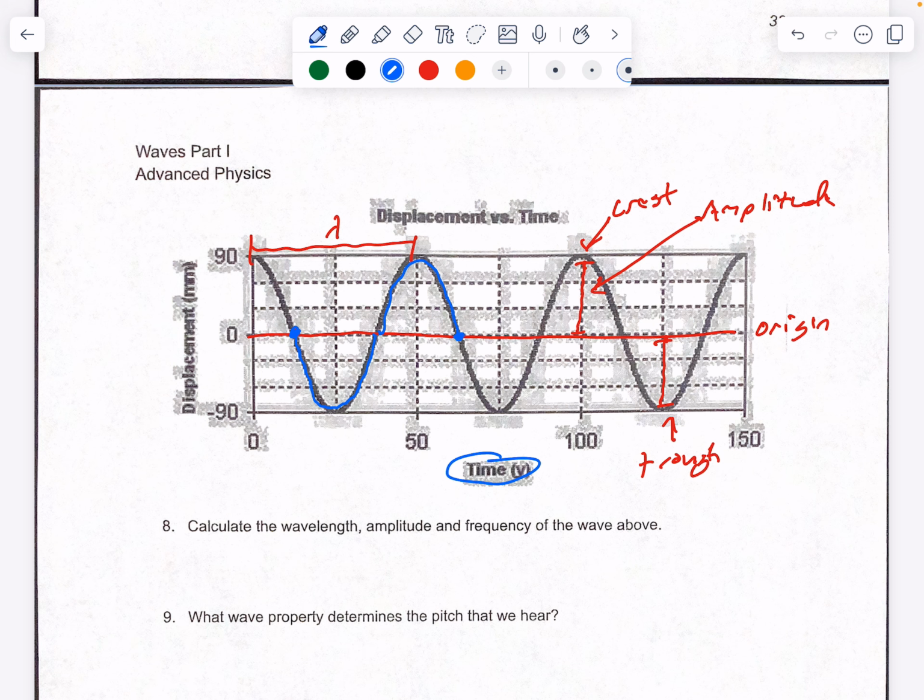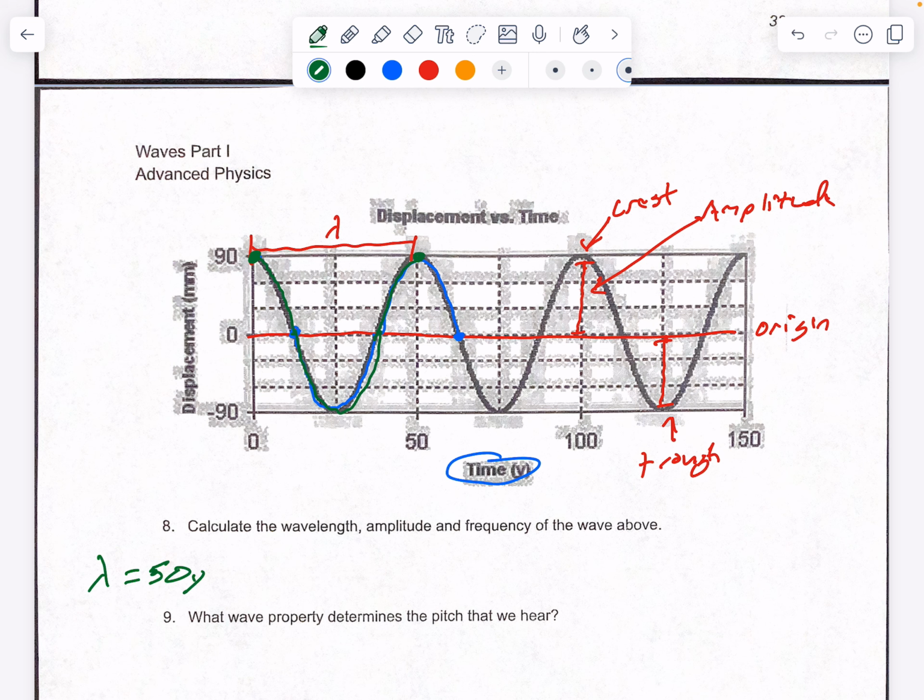Okay, so calculate the wavelength, amplitude, and frequency above. So I'm going to figure out how long is one full wave. If I start at 0, let me get a different color, I'm going to go to green. If I start at 0, my wave starts here. I go down. That's half a crest, one full trough, and then another half of a crest. So it goes from 0 to 50. If that was meters, you would just say 50 meters. In this case, we're just going to say 50 light years, and we're just going to be done with that part.